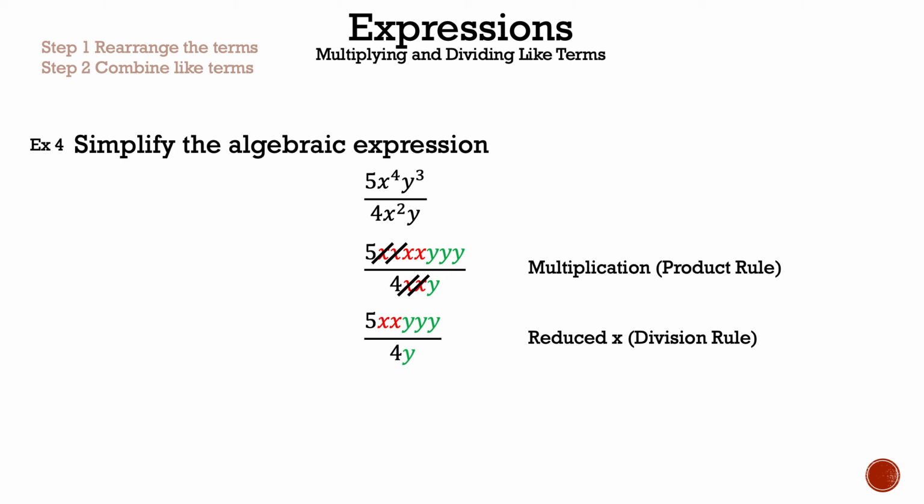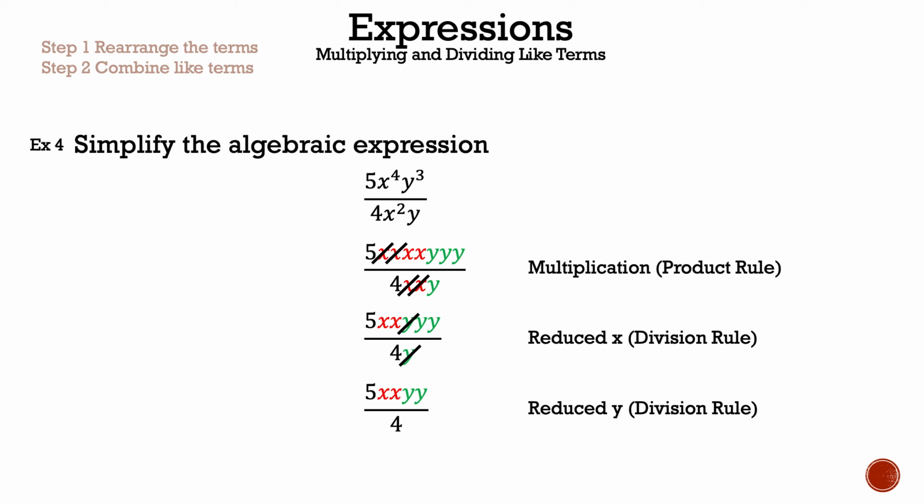And now let's take a look at the variable y. We can go ahead and cancel one of the y's on top and one of the y's on the bottom, and rewrite it so that we have 2 y's on top. Once again, that is the division rule. So we can go ahead and subtract the exponents of the variable y. And the one on top is 3, the one on the bottom is 1. 3 minus 1 is 2. How many y's do we have?